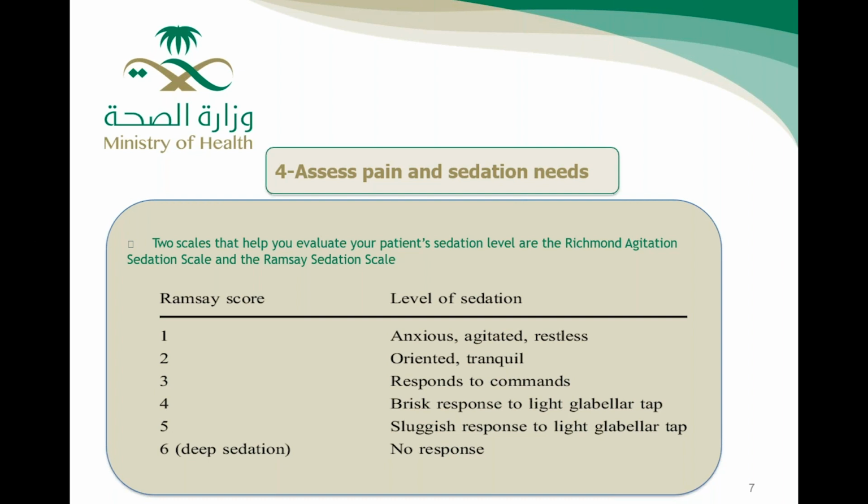We will assess the pain and sedation need. We have two scales that help to evaluate the patient's sedation level: the Richmond Agitation Sedation Scale and the Ramsay Sedation Scale, which is 1 to 6. It will check the patient's level of consciousness, whether he is on sedation or not, whether he is following orders, can blink his eyes, has a sluggish response to light or no response. All of this might affect our weaning criteria.